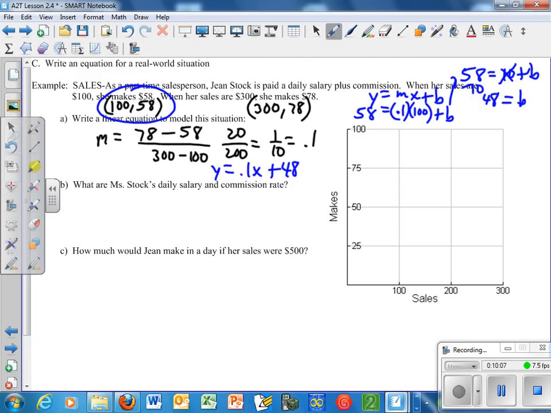So the y-intercept represents the daily salary. So the y-intercept is 48, which is the daily salary.